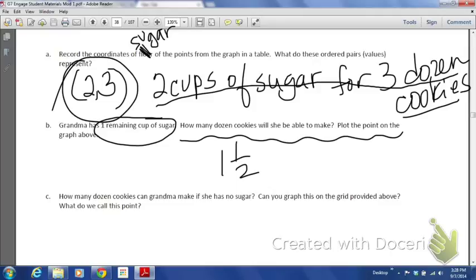Okay. Now this last question, not a trick question, because it's just going to emphasize one point in particular that we need to consider when we're creating graphs. So how many dozen cookies can Grandma make if she has no sugar? Okay, can you graph this on the grid provided above?